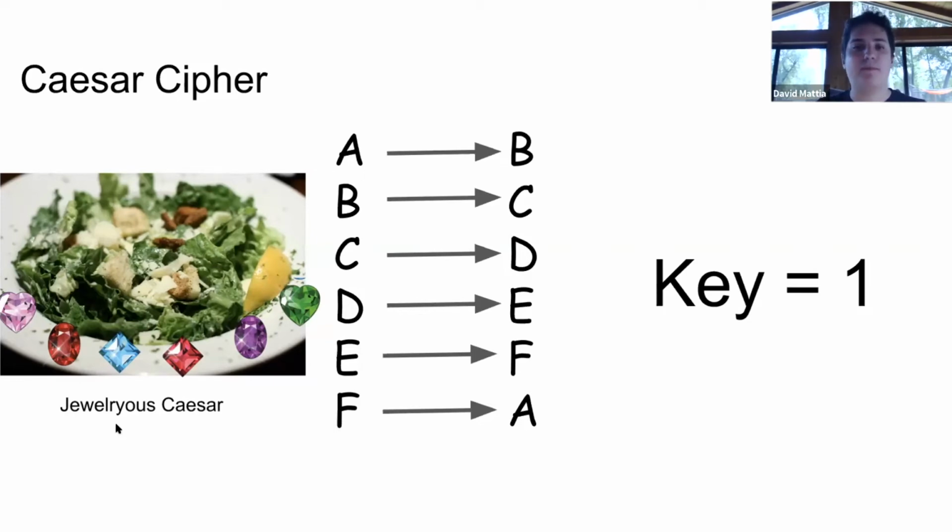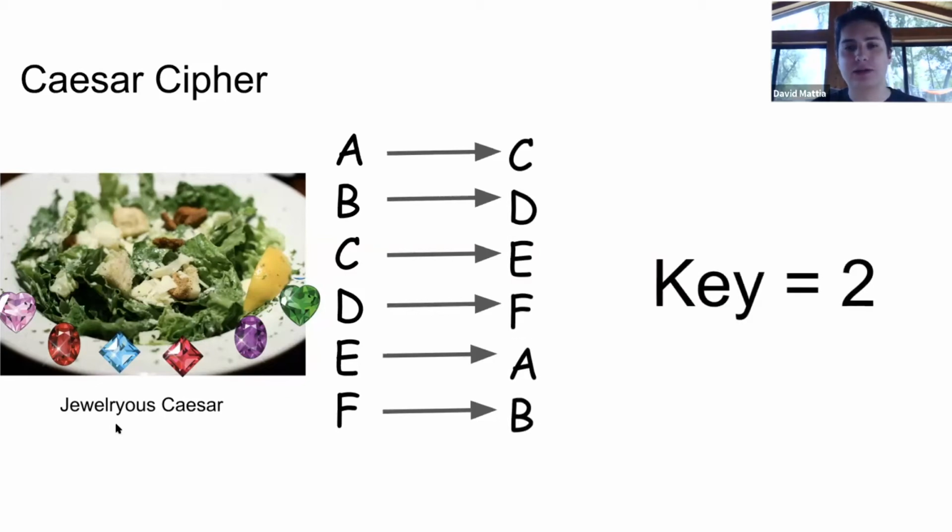Now, I have a little mapping here that shows A with an arrow to B, B going to C, C going to D. And the idea here is that in your message, each letter can be swapped out and converted into a different letter. So with a key of 1, you simply shift down the alphabet by 1 letter. So Z would become A, E would become F, and so on. If the key becomes 2, you would shift down by 2 letters. So A becomes C, B becomes D.